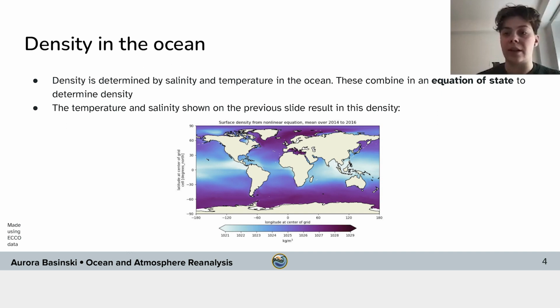So as we said, these combine in an equation of state to determine density, so those two plots that were shown on the previous slide would combine to create the density plot that is shown here. So we see that more white colors are less dense and darker colors are denser. And we can see that this is just the surface, but we can see that there are gradients in density. For example, in the Atlantic, near Greenland, it's quite a bit denser than if we looked near the equator.